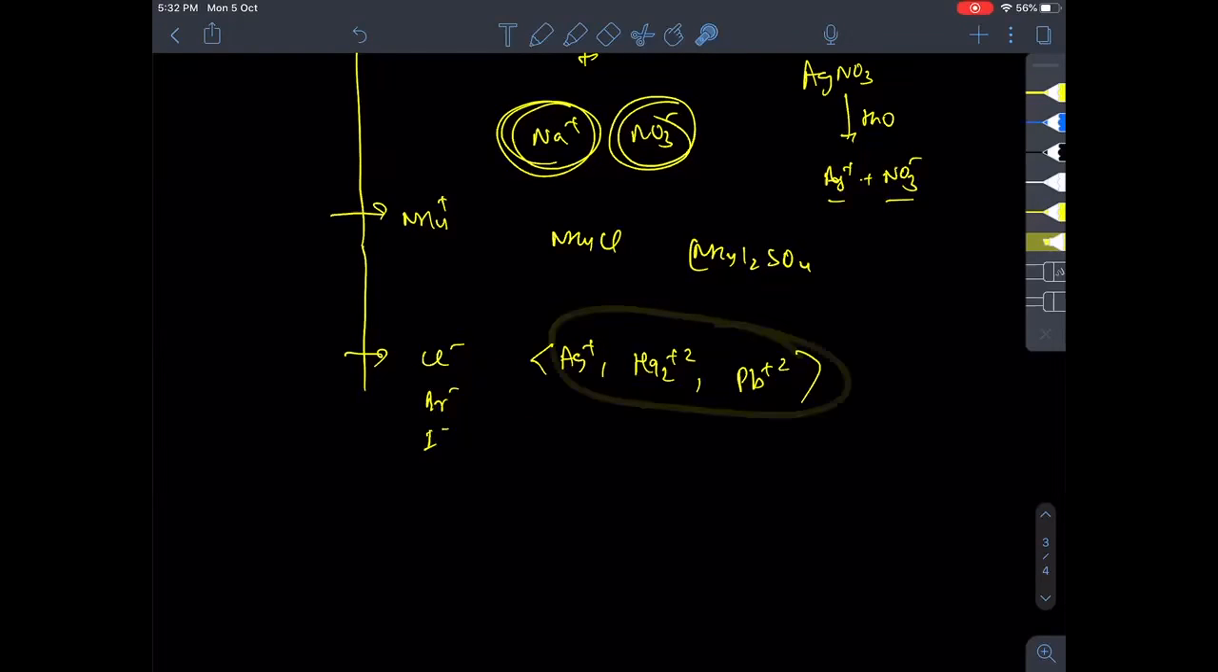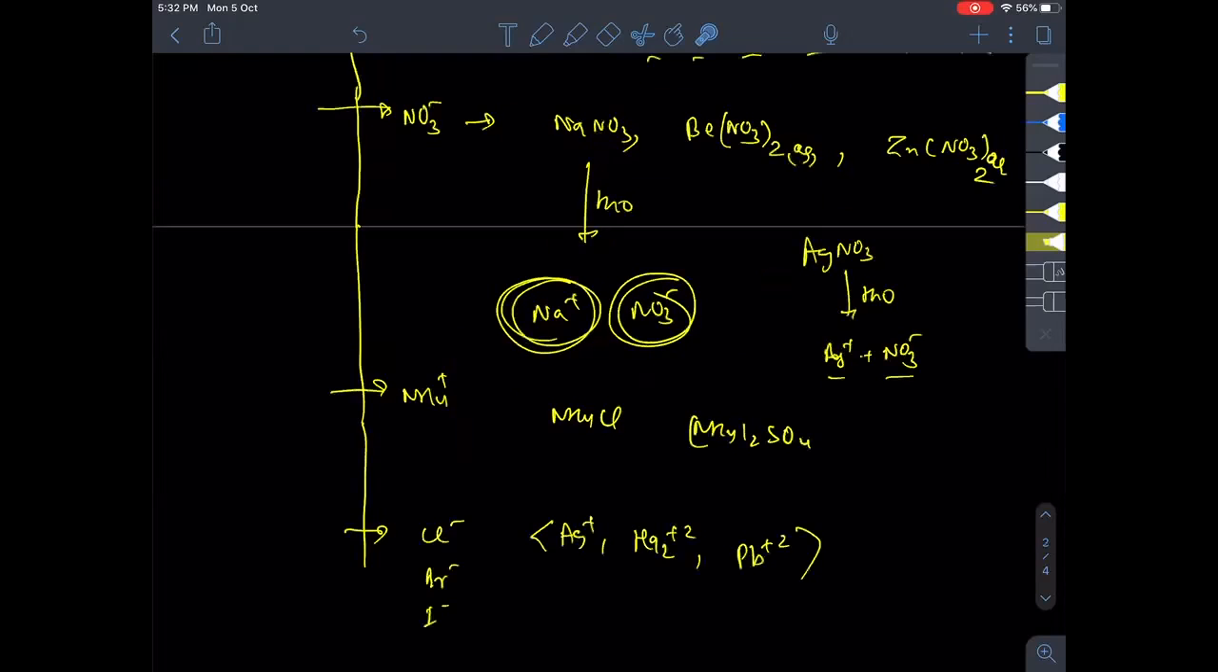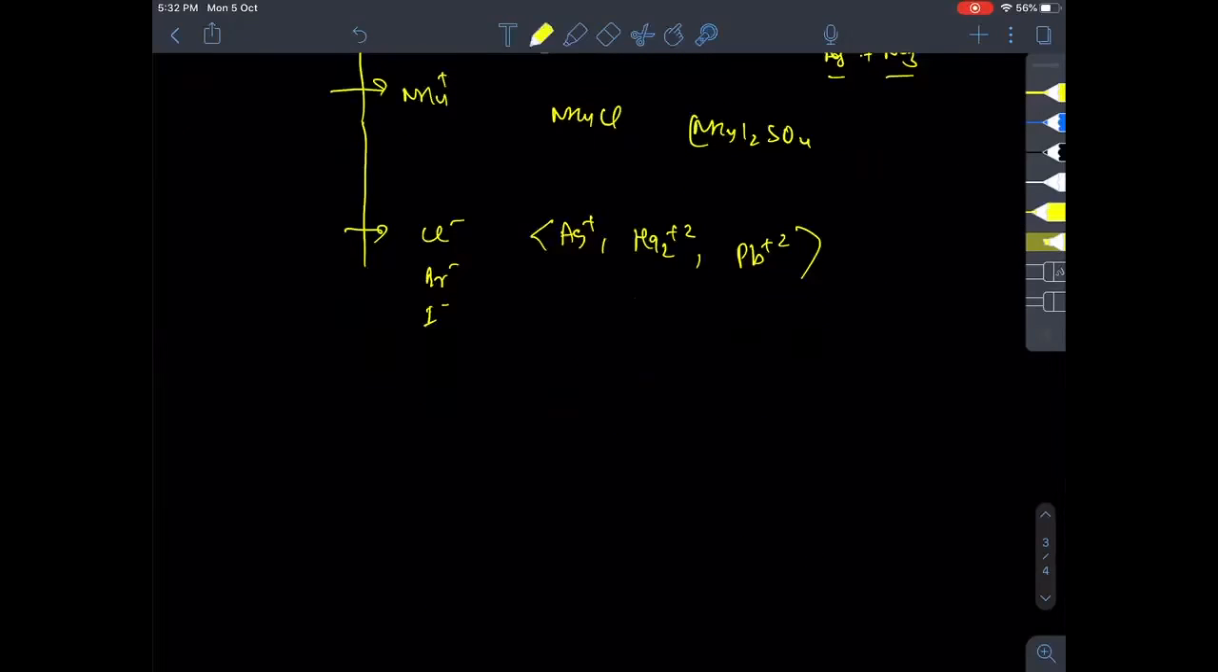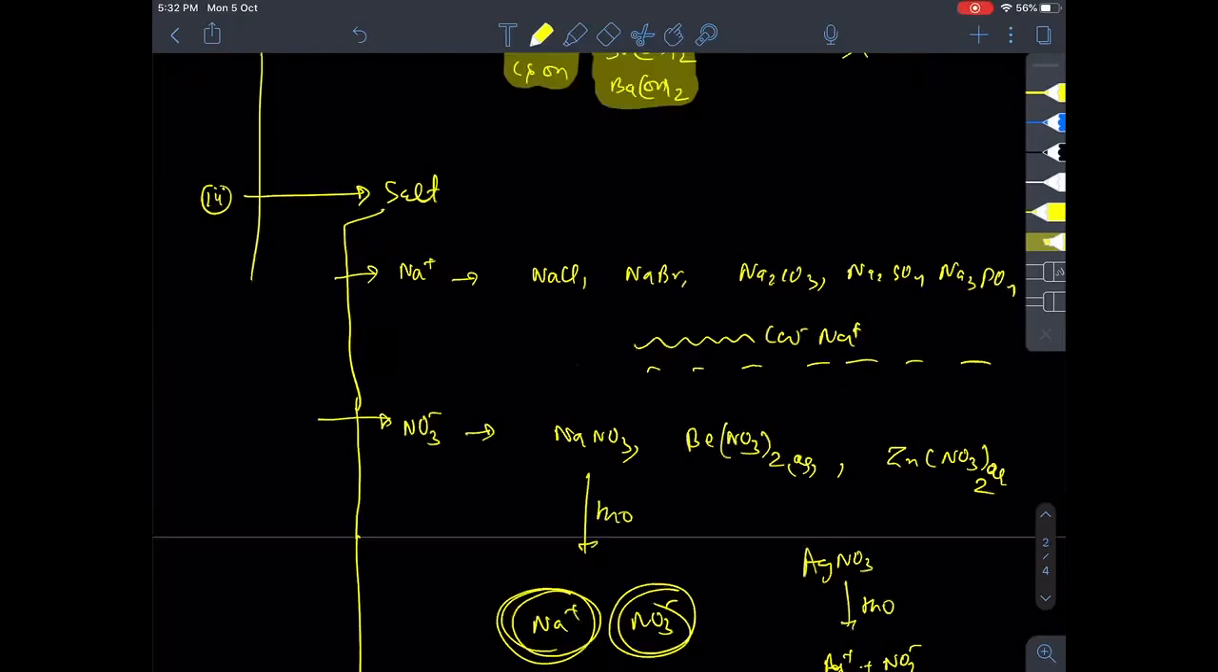After these three, you will rarely get any chloride which is insoluble. One more you can include, that is copper plus one, but you know that copper plus one does not exist in aqueous solution. That's why this particular part is mostly omitted. So we focus only on these three. That is the very basic reason. So most of the compounds of Cl minus, Br, and I are soluble except these. So these were the examples of what? Strong electrolytes.